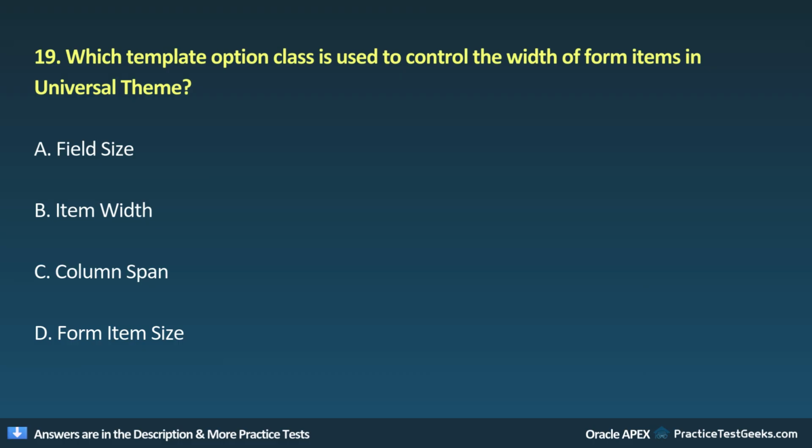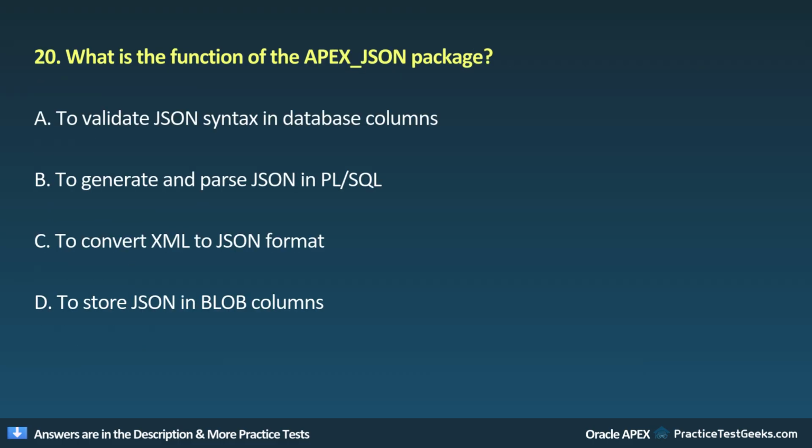Item size. 20. What is the function of the Apex JSON package? A. To validate JSON syntax in database columns. B. To generate and parse JSON in PL/SQL. C. To convert XML to JSON format. D. To store JSON in blob columns.